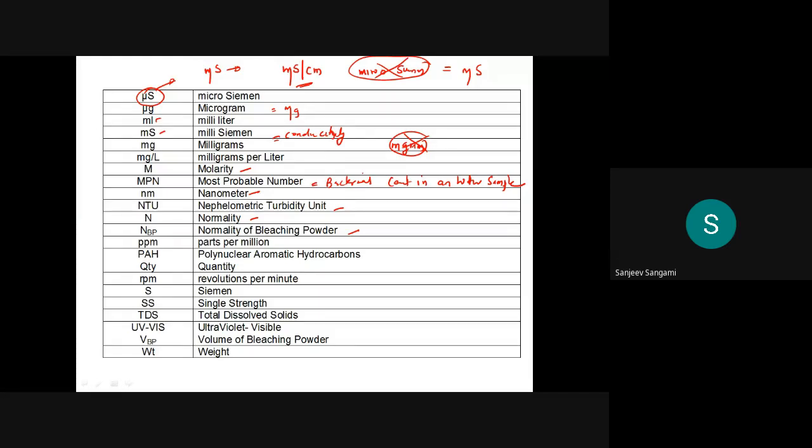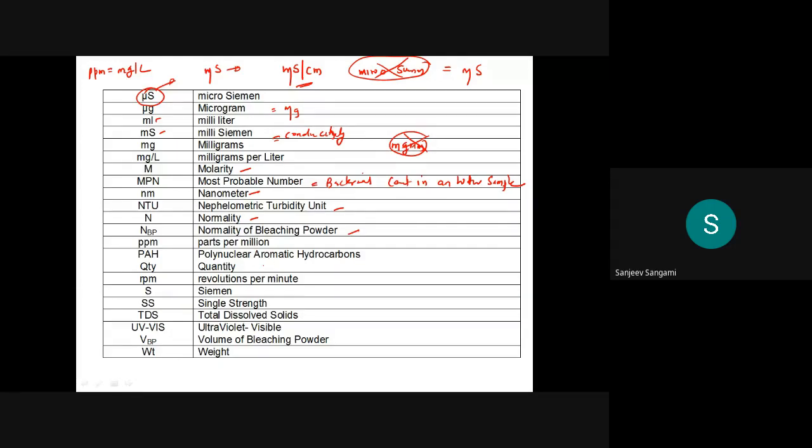Normally you'll use it. Then ppm is nothing but parts per million. Parts per million is the same as milligram per liter. Both are the same. Then PAH stands for polynuclear aromatic hydrocarbons.